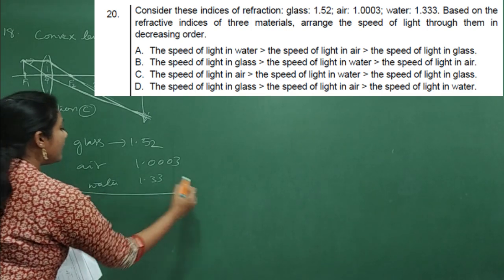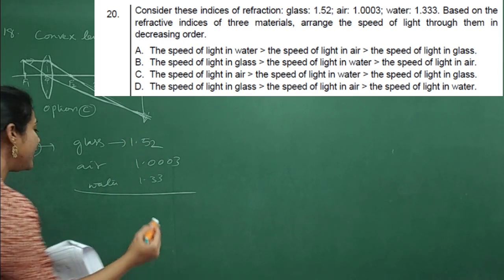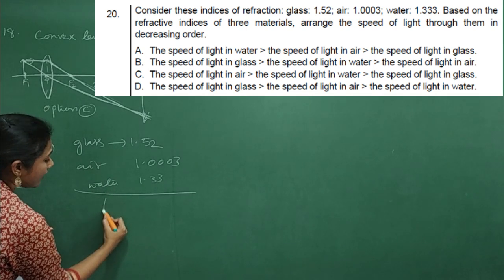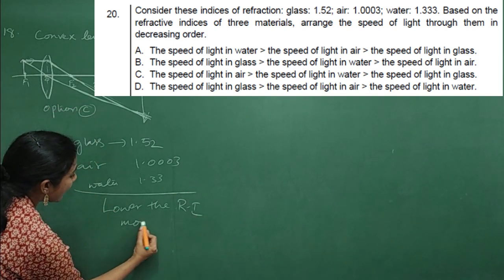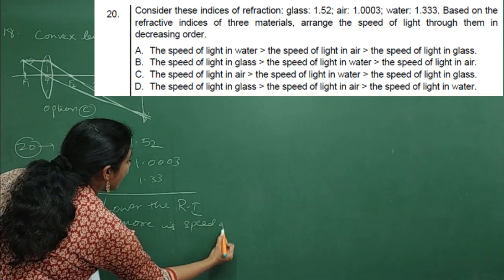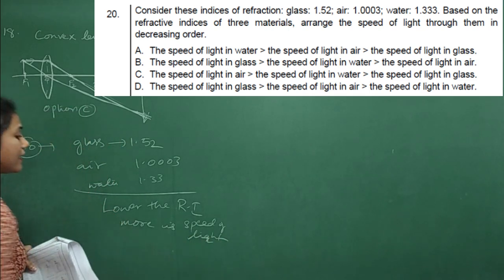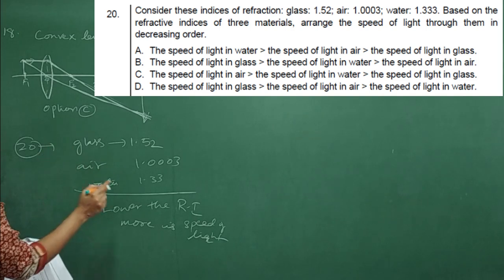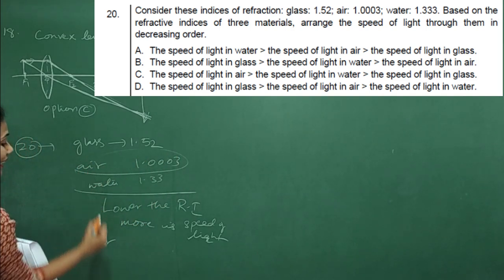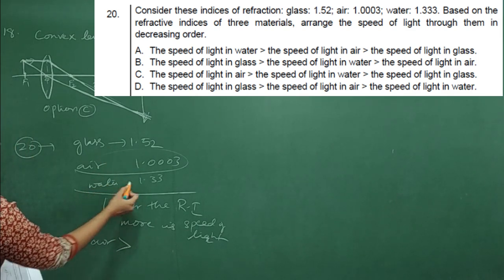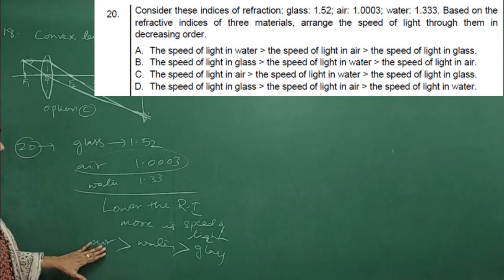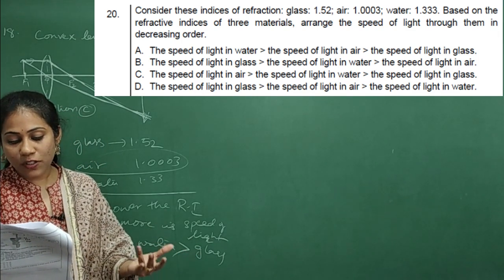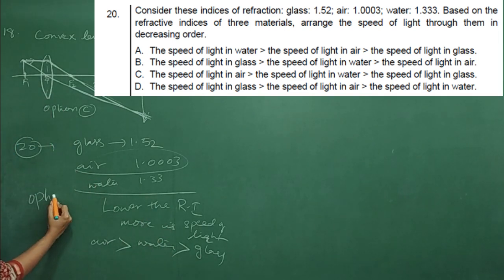See, what is the relationship between refractive index value and speed of light? Lower the refractive index, more is the speed of light. You have to arrange them in decreasing order, right? The least refractive index is for air, so speed of light in air is greater than in water, which has the next least value. Speed of light in water is greater than speed of light in glass. So air greater than water greater than glass. Where do you have this option? Option C. So option C is the correct answer for the 20th question.